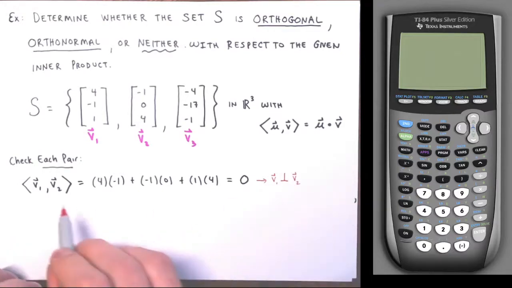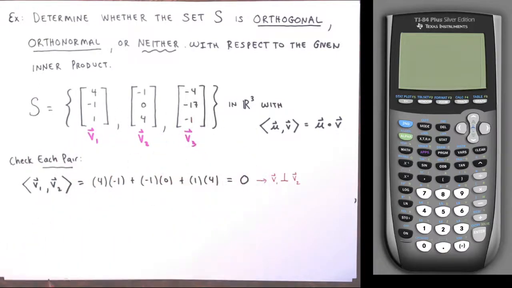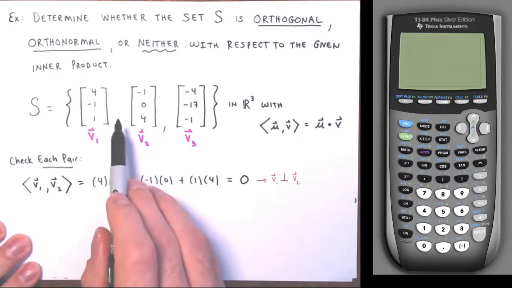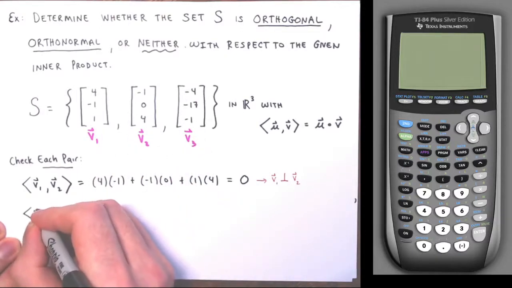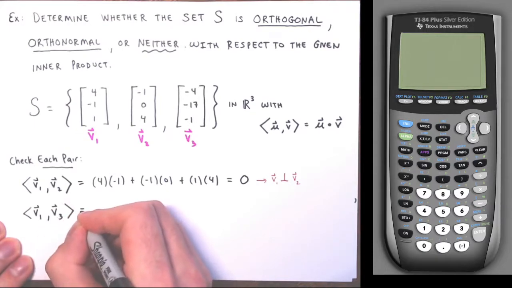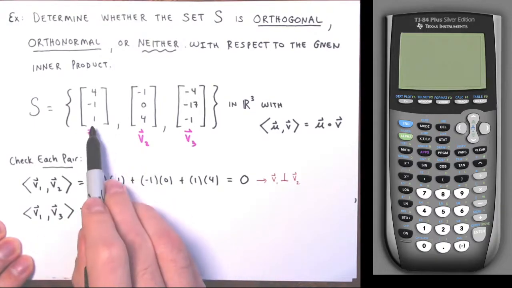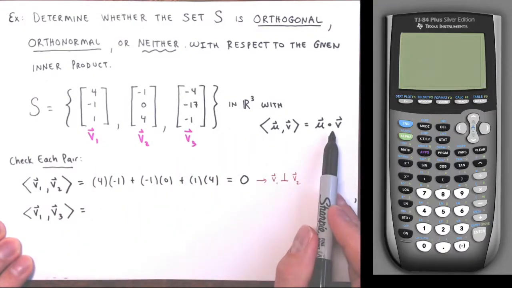These two vectors are orthogonal, but that doesn't mean the entire set is, right? For the entire set to be considered an orthogonal set, every single pair of vectors has to be orthogonal. So that was v1 with v2. Then I'll check v1 with v3. So what's the inner product of v1 with v3? All right. So again, looking at v1 here, v3 there, the inner product is simply the dot product again.